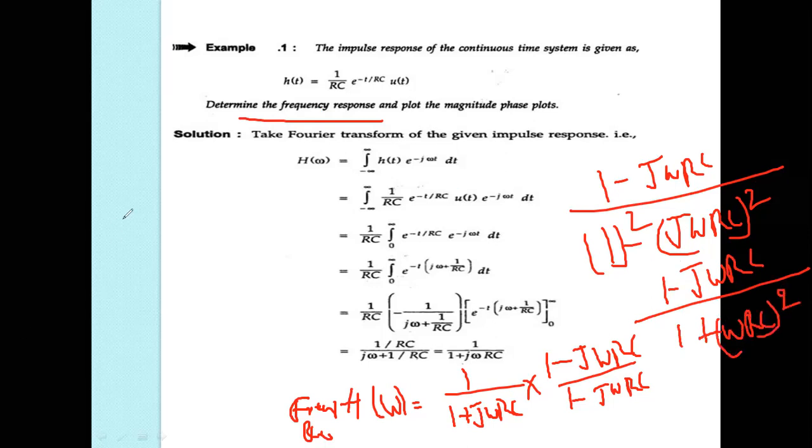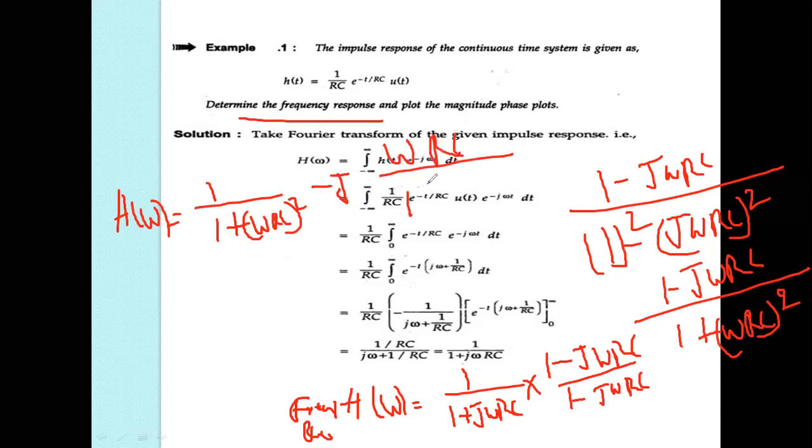Now what is the real term here? For the frequency response, H of ω is equal to 1 by (1 plus ωRC) whole square, minus j into ωRC by (1 plus ωRC) whole square.